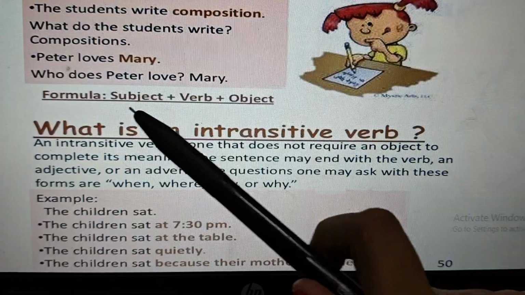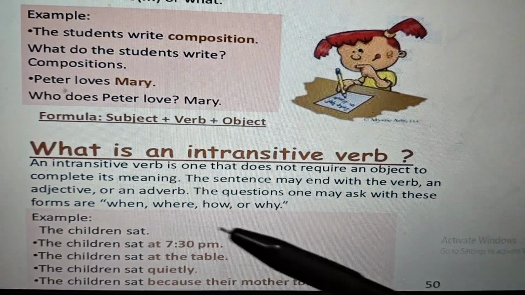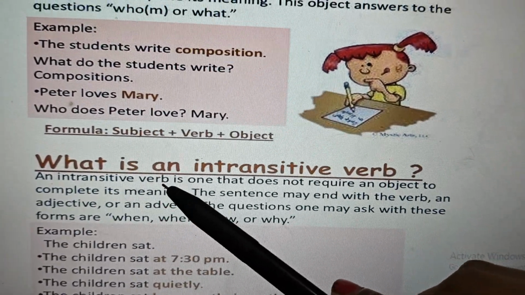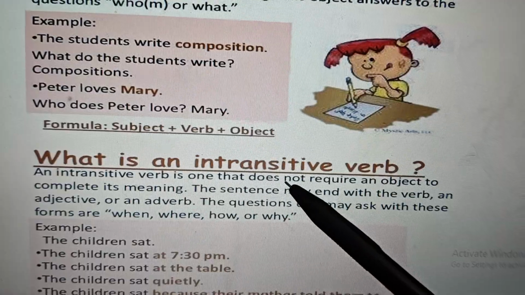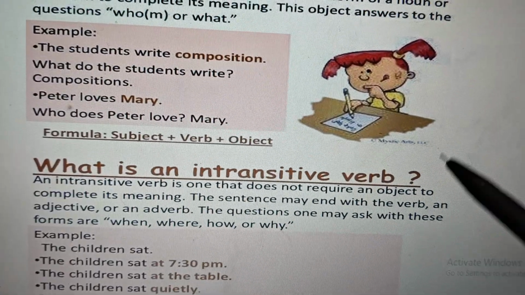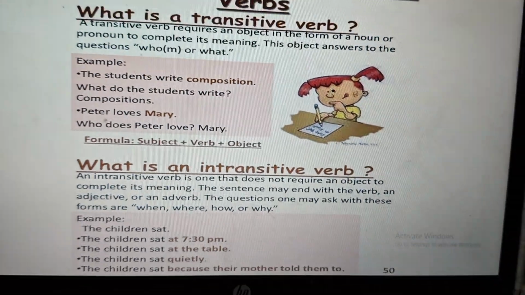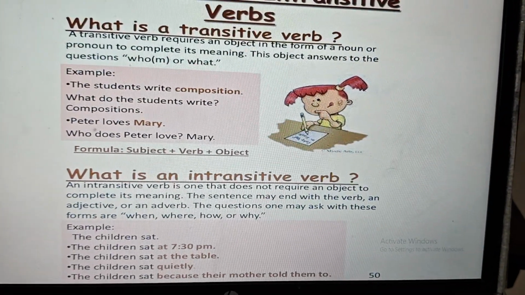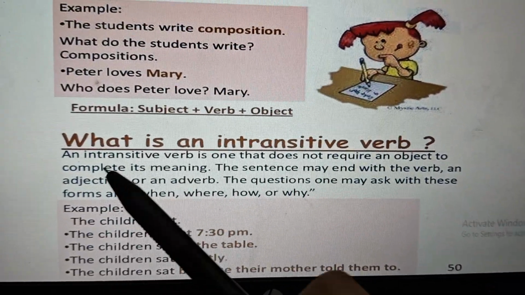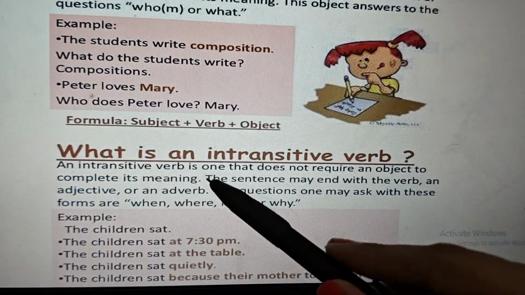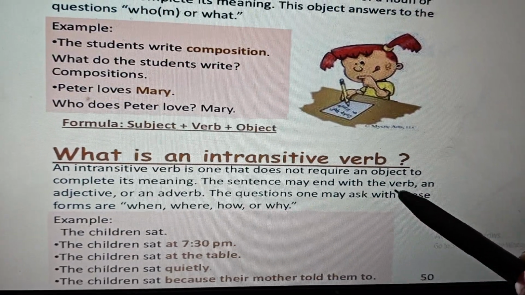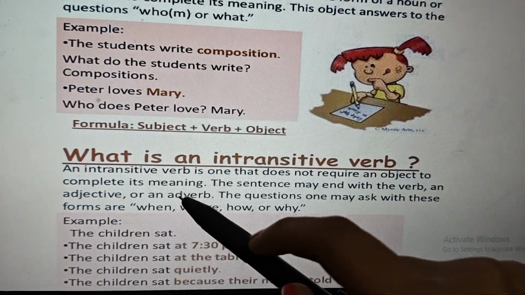Okay, now let's see what an intransitive verb is. An intransitive verb is one that does not require an object. See, I told you, right? A transitive verb only requires an object. An intransitive verb does not require an object. Okay. This sentence may end with a verb, an adjective or an adverb.